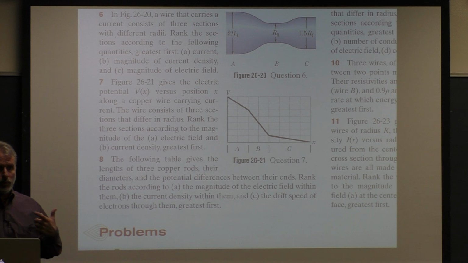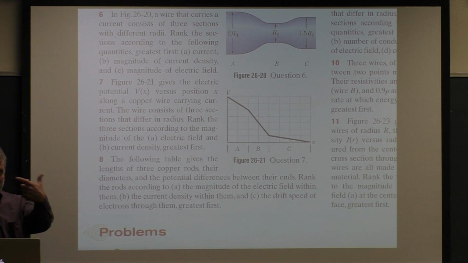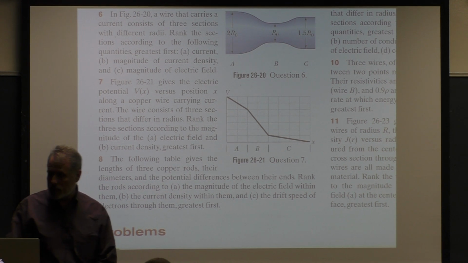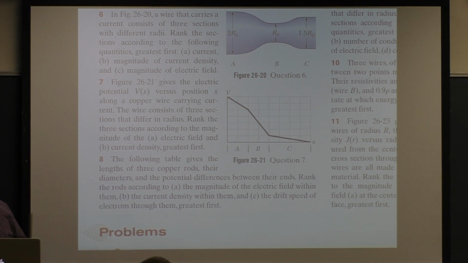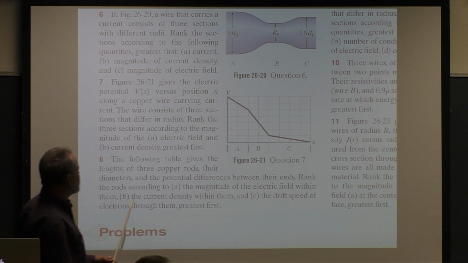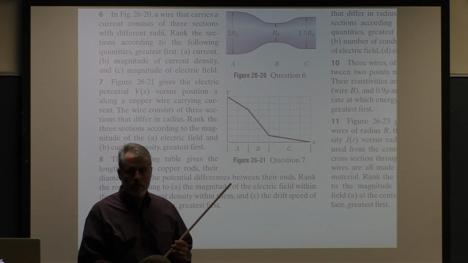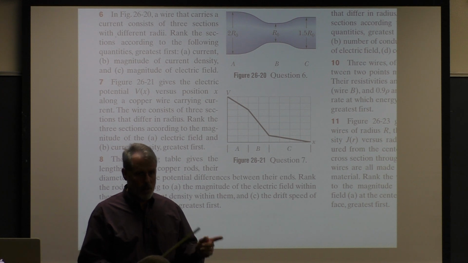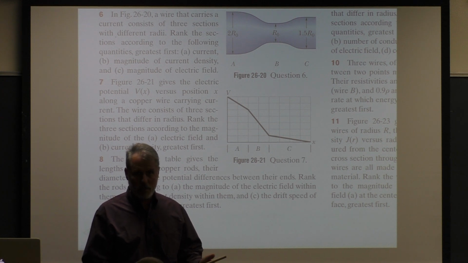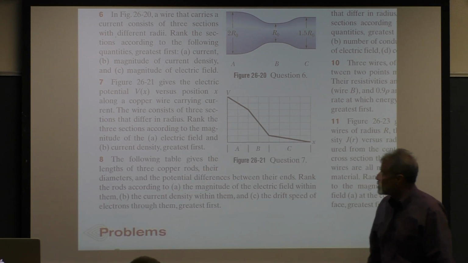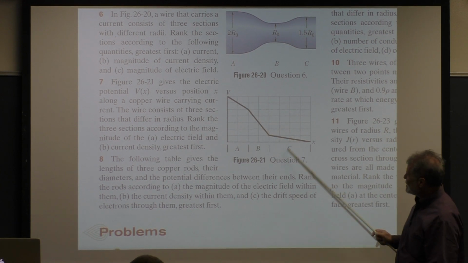So we look at the electric field, then we can get the current density because they are proportional. So what do you see? Which one has the largest magnitude of the electric field? What is the relationship between electric field and potential? The electric field is the slope, the gradient of the potential, right? Which one has the largest slope? So it's B, then A, and then C.